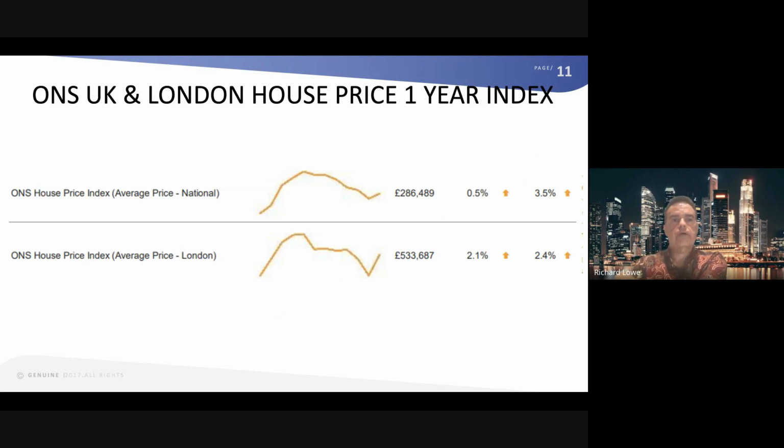Now, here, this is from the Office of National Statistics, showing the UK and London house price index over the last year. Again, interestingly, the snapshot that was taken for this one particular year shows that the price of property has actually increased by 3.5% across the nation. For London, it's appreciated by 2.4%. So again, slight growth in the snapshot that we've looked at in the last year. But again, it's not a property crash, which is what a lot of people were concerned about.